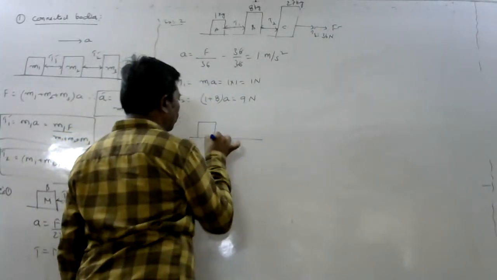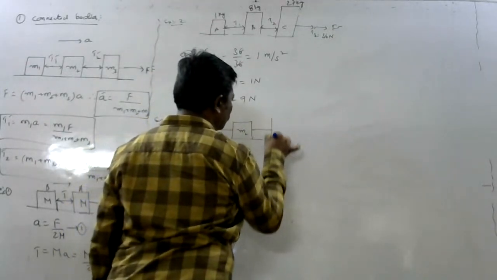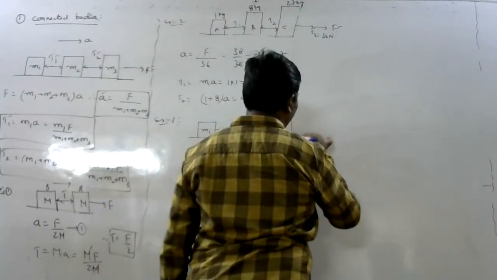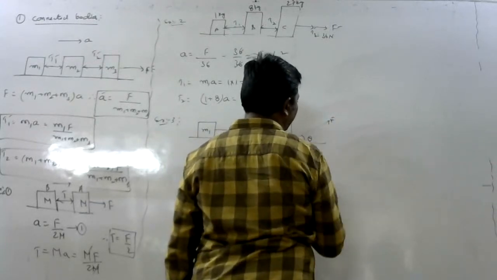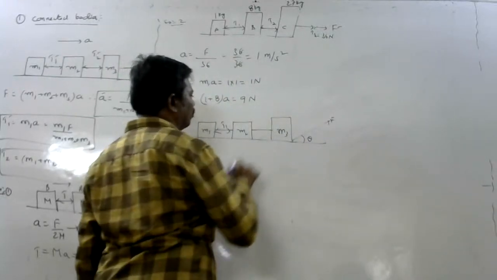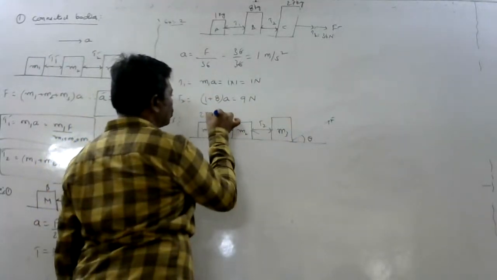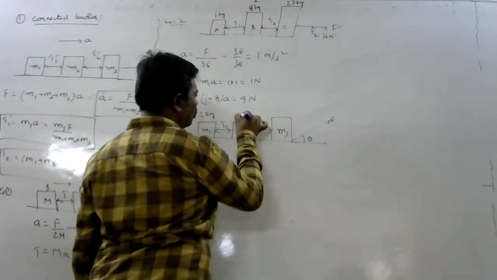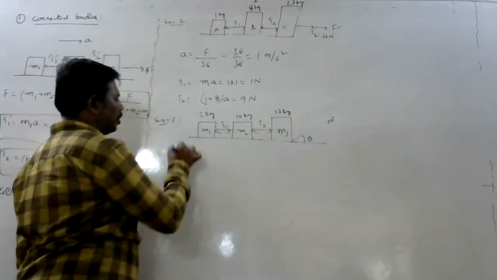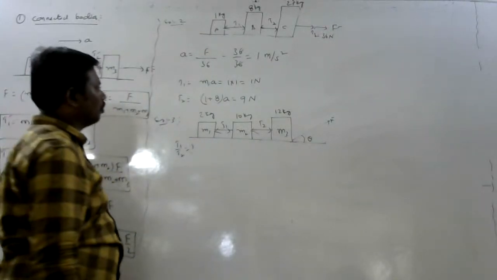Suppose we have three blocks of masses: a block of mass M1, another block of mass M2, and another block of mass M3. We apply a force F inclined at angle theta to the horizontal. So tension T1 in between M1 and M2, T2 is between M2 and M3. Here mass of M1 is 2 kg and mass of M2 is 10 kg and mass of M3 is 12 kg. Find the ratio of T1 to T2.